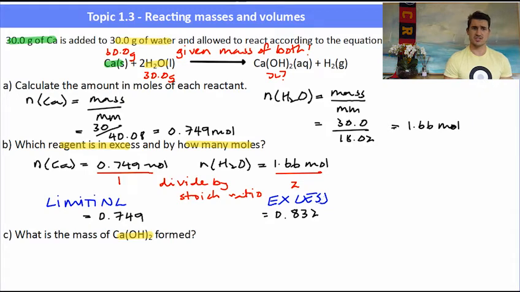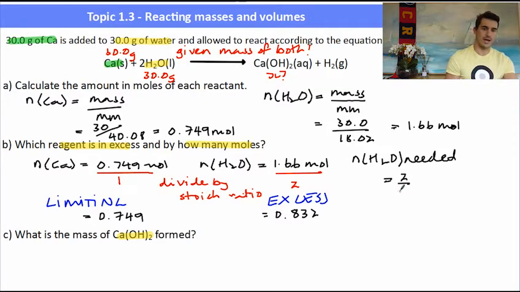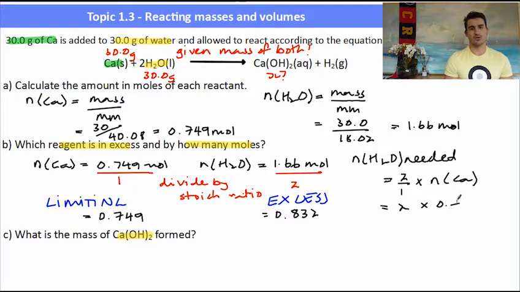The second part of this question says, and by how many moles? So water is in excess, but by how much? Well, I need to work out how much I need. The number of moles of water needed would be 2 over 1, 2 times as much as calcium, times the number of moles of calcium. So I have 2 times 0.749. This is how much water I need, which is 1.50 moles. I had a lot more than that. I had 1.66, so I would have some left over.